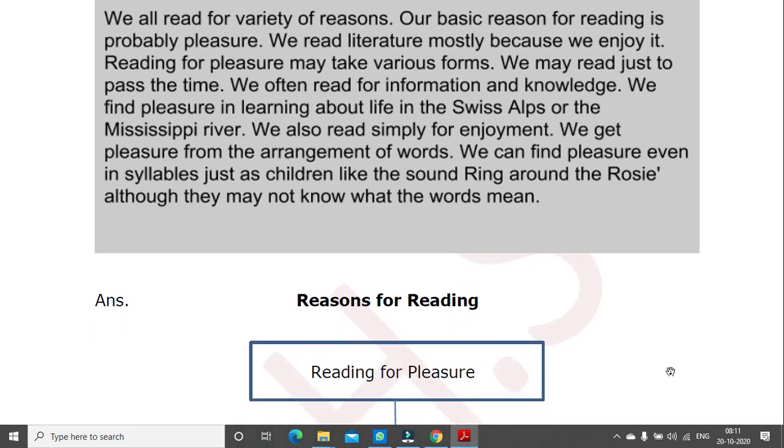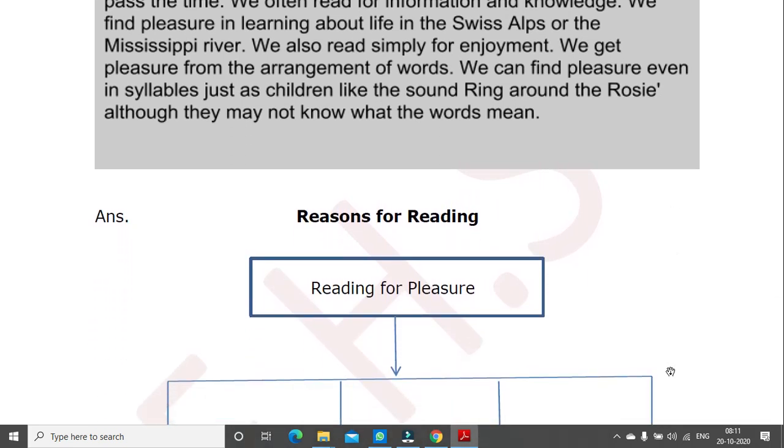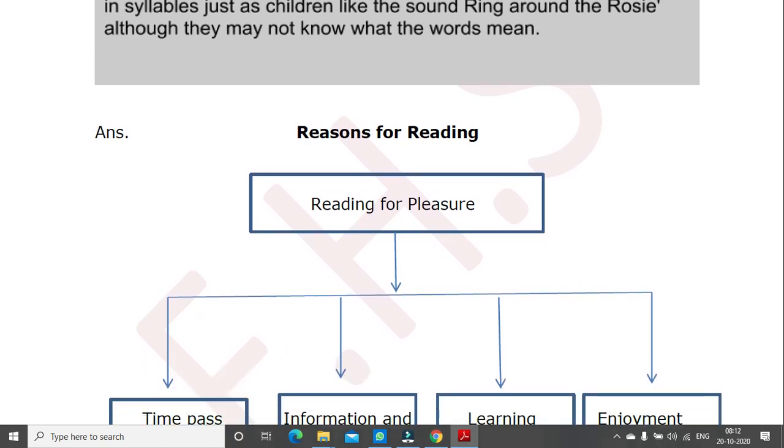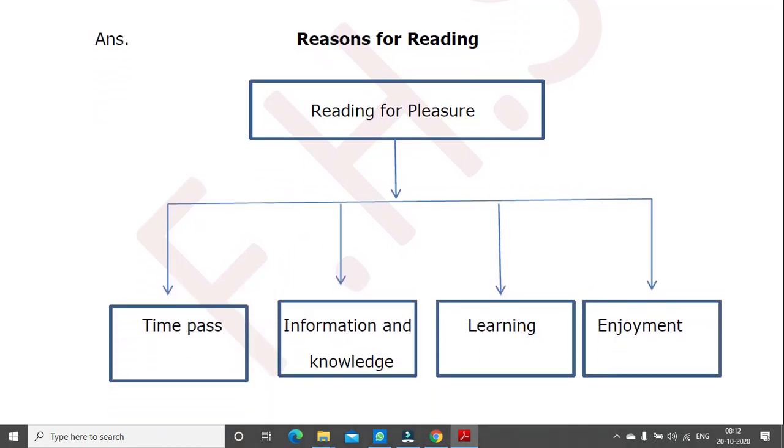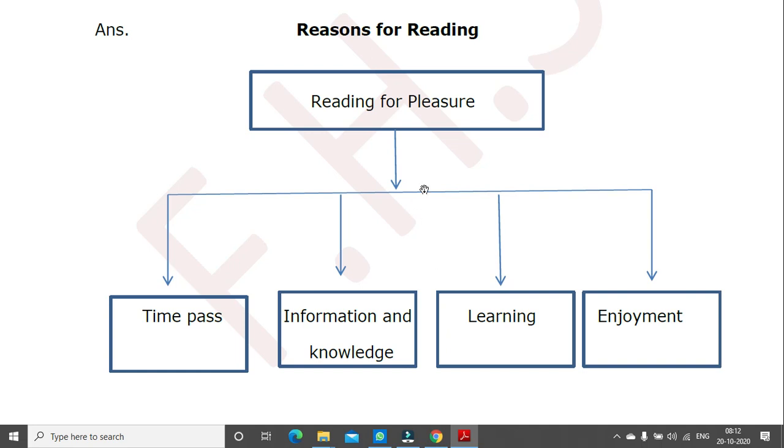Okay. Now here, reasons for reading. Don't forget your heading. So first one, you read for pleasure. Now here they're telling you different other things. The main thing is you read for pleasure. What else do you read for? You read for time pass. You read for information and knowledge, and then you read for learning, and last you read for enjoyment.